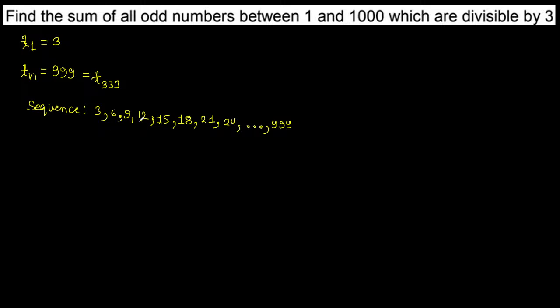So if you see, multiples of 2, that means 6. If we subtract the number of terms divisible by 6 from the number of terms divisible by 3, we get the number of odd terms divisible by 3.